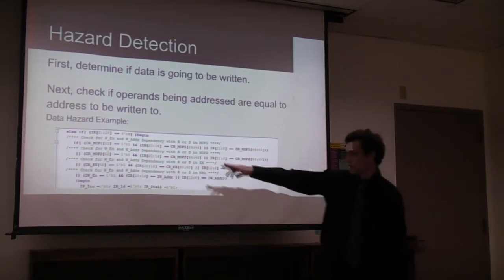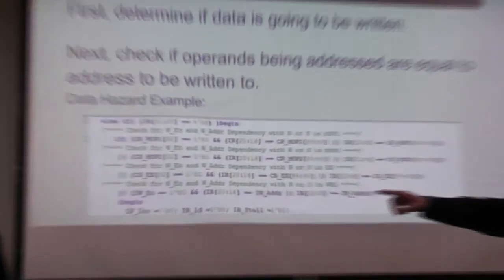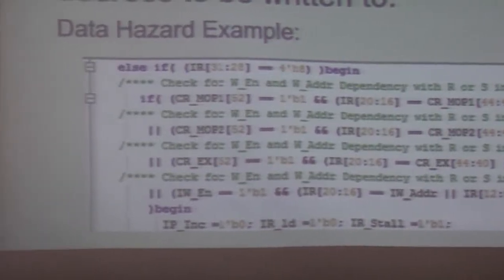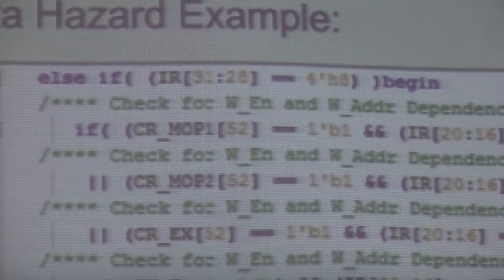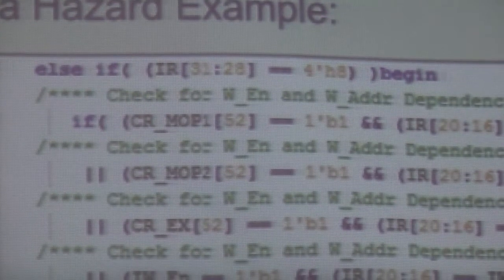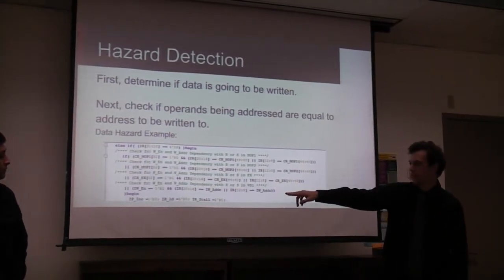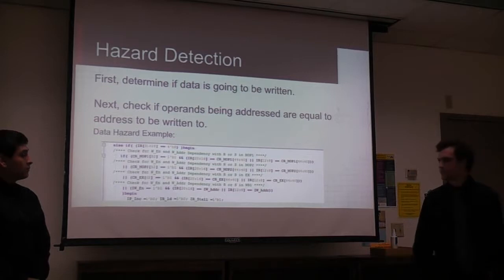The first thing that occurs on the left is it checks if the write enable bit is set in any of the control registers down the line. If it's not set, then there couldn't be a hazard because nothing is going to get overwritten. If it is set, then it checks to see if the write address is equal to the addresses of the operands we're trying to load now. If this occurs, then we do not increment IP, we do not load IR, and we stall.